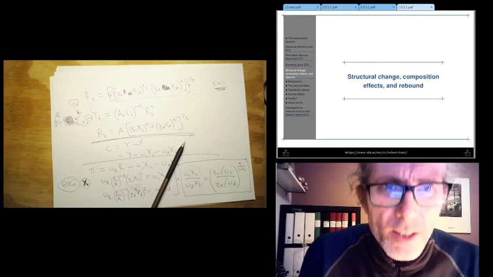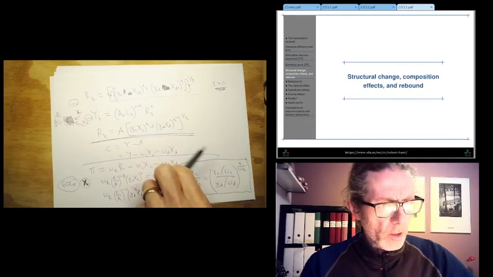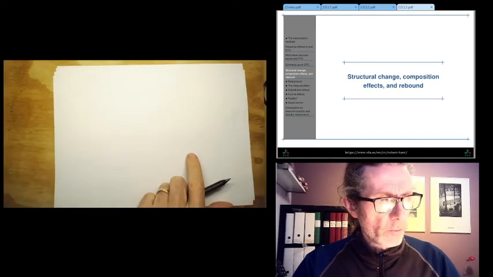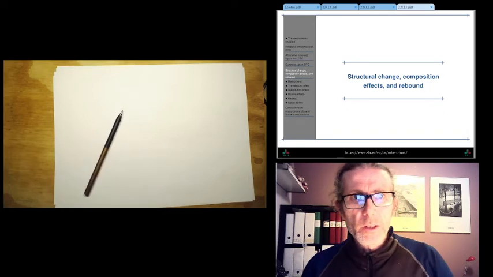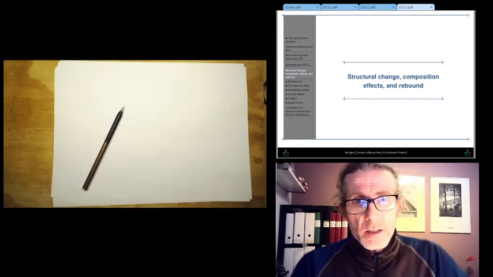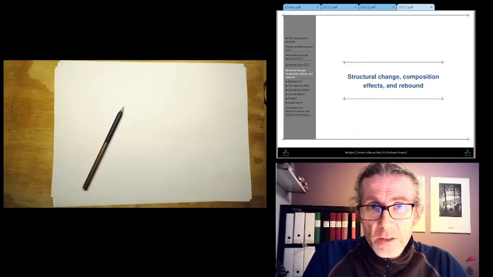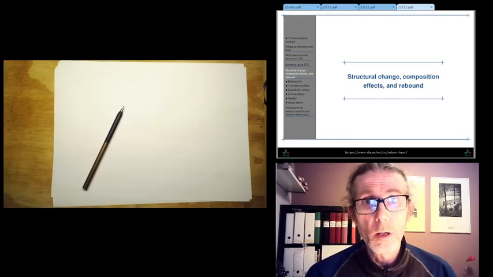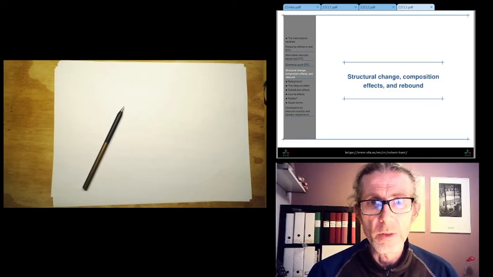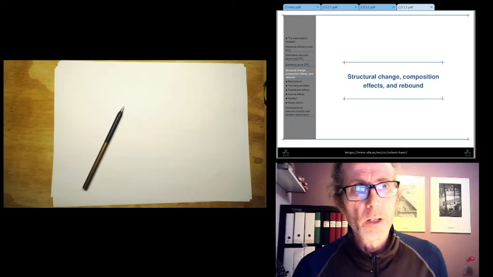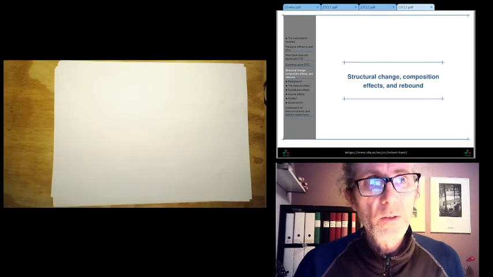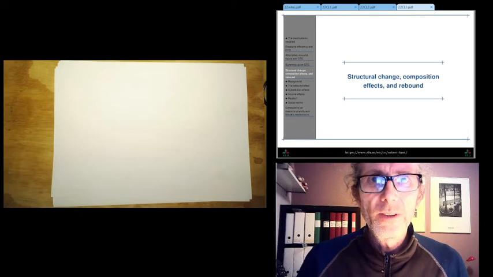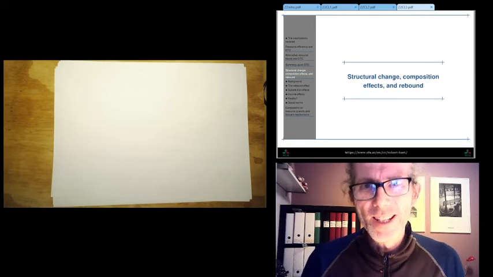Okay, so the third mechanism: structural change, composition effects, and rebound. So Solow's third mechanism is that a resource input gets expensive or scarce. What can we do? The third thing we can do is stop buying stuff which relies on that resource. In other words, if, for instance, fossil fuel gets expensive, we can stop flying and buy more education instead, say.